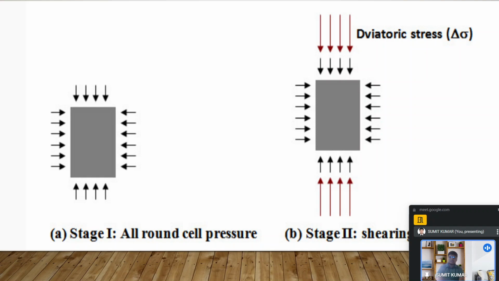Here the representation is also shown for you, in which you can see that during stage 1, the all-round pressure is applied, that will be equal, like sigma 3, which is said to be the confining pressure, while in stage 2, the shearing stage, another axial stress is applied, and on the basis of the deviatoric stress applied at which the soil fails, we are able to interrelate the values of sigma 1 and sigma 3, and ultimately we could state the value of the shear strength parameters during our study. So this thing will be very clear, I think.